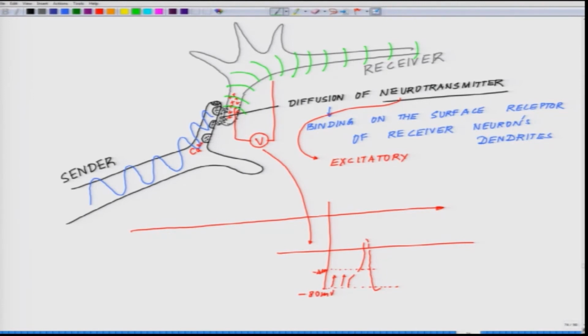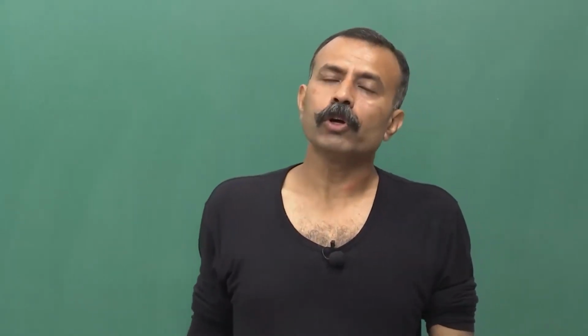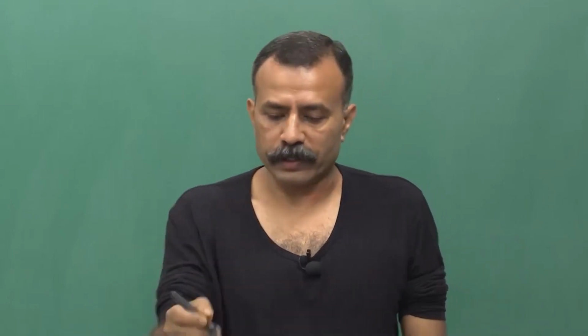Vice versa, if instead of this being excitatory, this is inhibitory, then what will happen? From minus 80, it will go further down. It will become negatively hyperpolarized. It is already in a polarized state of minus 80. This will become negatively hyperpolarized. So, for this cell to shoot an action potential will be much more difficult, the second one.